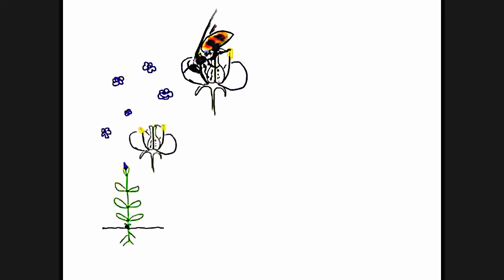So the bee ends up at another flower, and there the bee deposits pollen. And those two processes, pollen removal and pollen deposition, are called pollination.